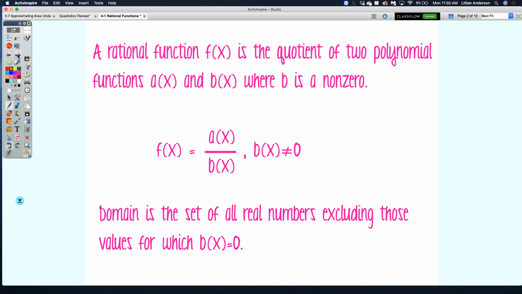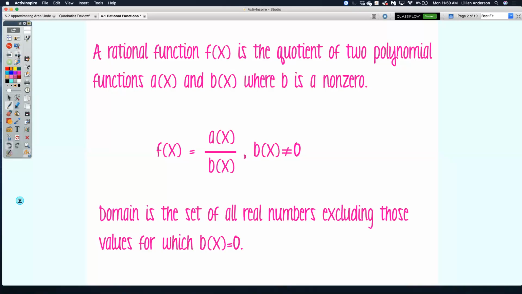So to start, a rational function f of x is the quotient of two polynomial functions, a of x and b of x, where b is non-zero, okay? Quotient, what does quotient mean? What's another word for quotient? The result from dividing. So essentially what you're doing is you're dividing one polynomial by another polynomial, okay? And we talked about polynomial functions. That was like the entire last unit. The one thing is though that the bottom polynomial cannot be zero, okay?